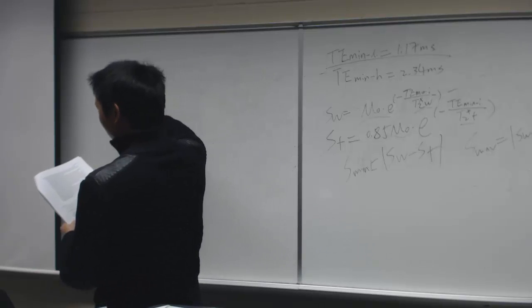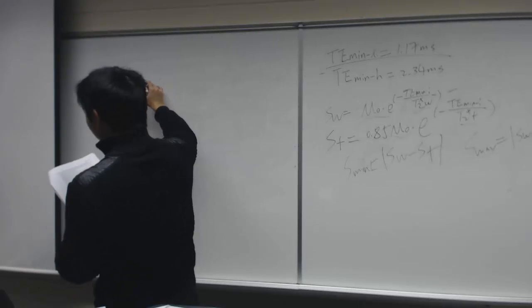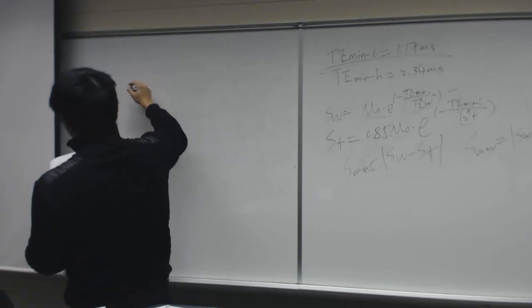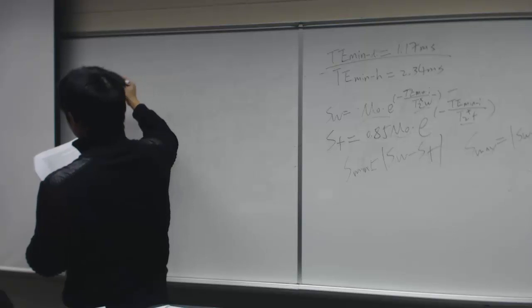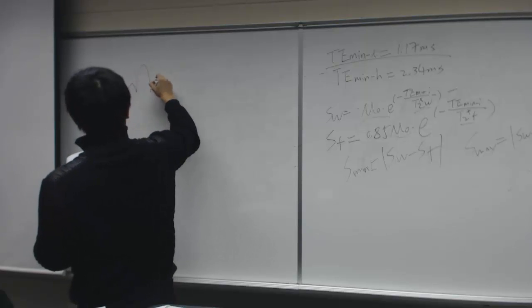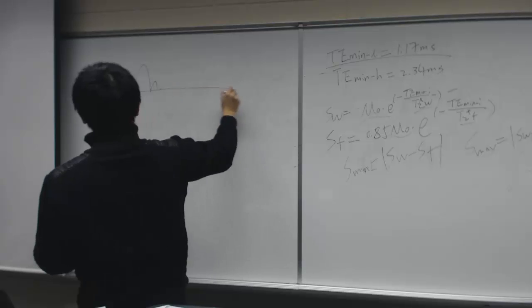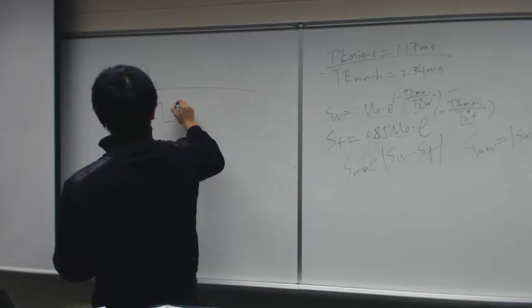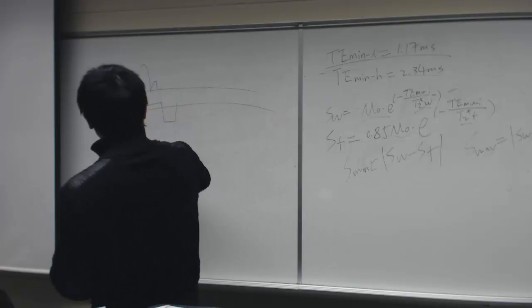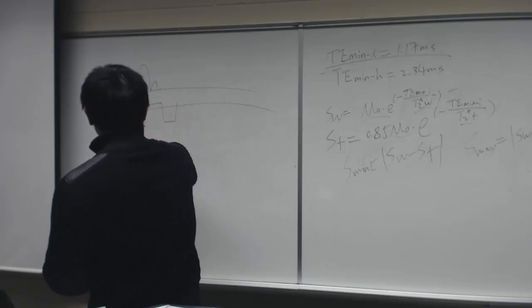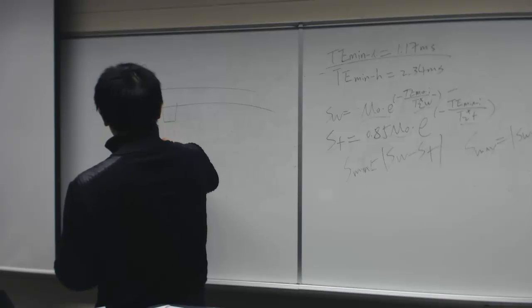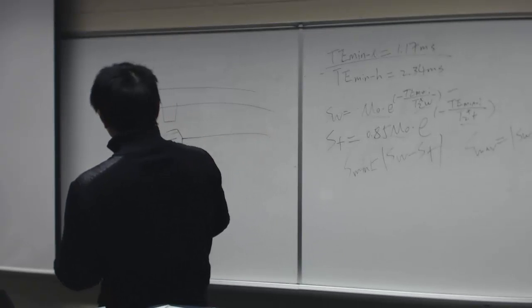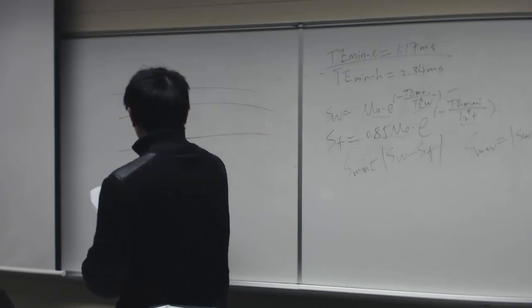Let's just draw the sequence diagram. So it's simple. For a gradient echo, right? So it's a gradient echo. So we have the RF pulse, we have the slice select, right? We have the phase encoding, and we have the readout.